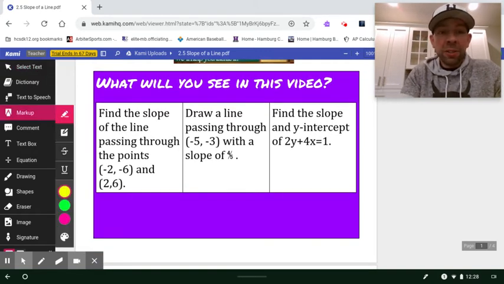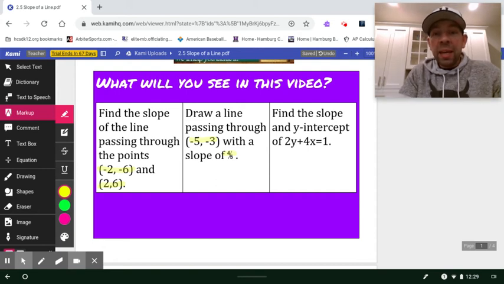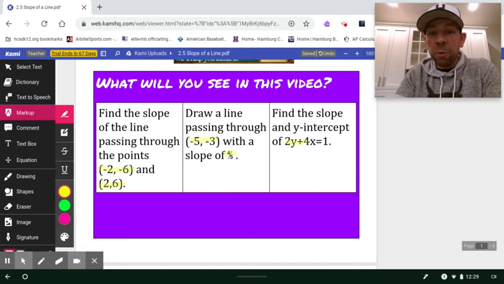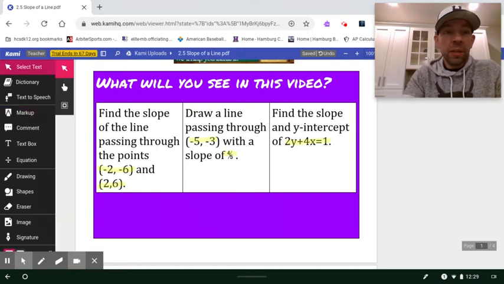We're going to take a look at, hey, what if they gave me 2 points like this? Can I find the slope between them? We're also going to get into the more graphical approach and try to visualize it all and see if we can draw a line that passes through a given point and has a given slope. And then we're going to get into some fun parts where we try to solve an equation for y, and by just looking at the equation, try to identify the slope and the y-intercept.